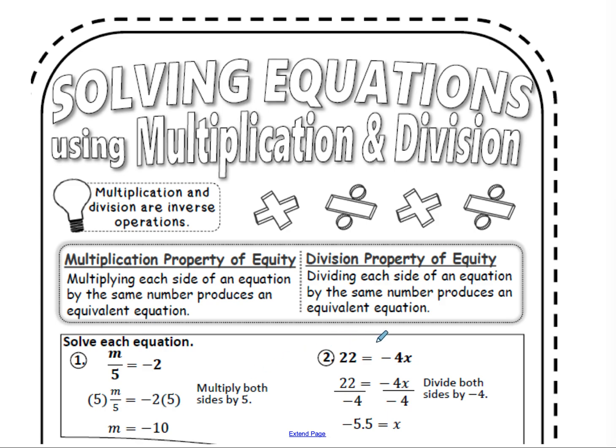And then here we have 22 equals -4x. That -4x means -4 times x. We cancel that out with division. By -4, the sign here that's negative, you're still using that negative because it has to cancel out to be a positive 1. So -4 divided by -4 is +1. And then 22 divided by -4 is -5.5.